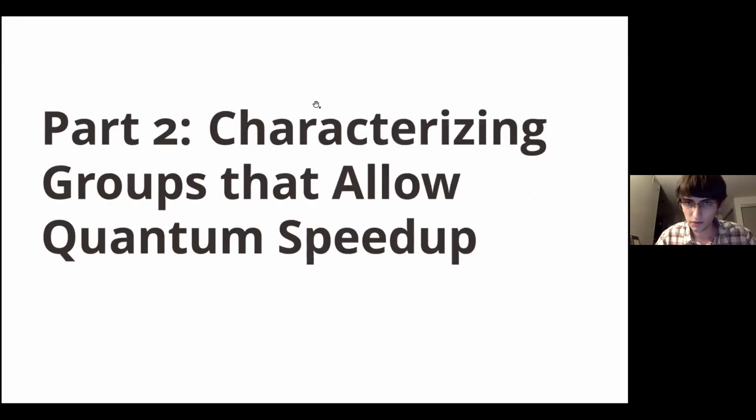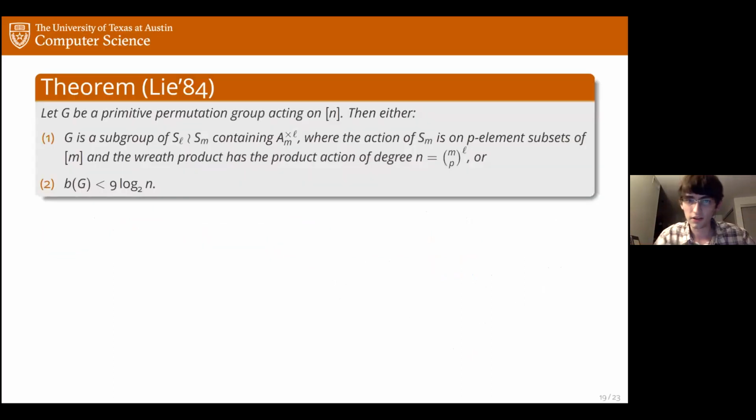I'm going to move on to our second result, characterizing which permutation groups are consistent with quantum query speedups. As I hinted at earlier, this result uses the classification of finite simple groups, and there's this theorem due to Liebeck, which is fairly technical, so I deliberately made this small because I don't want you to read it.